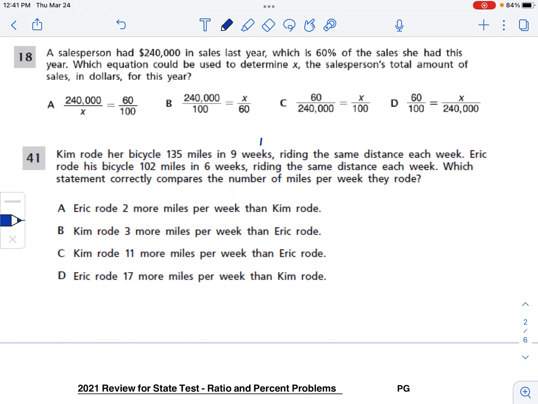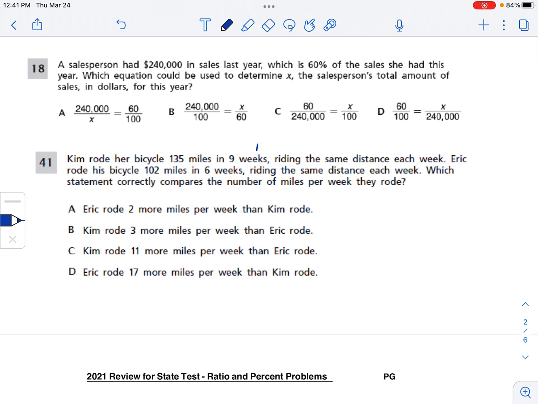A salesperson had $240,000 in sales last year, which is 60% of the sales she had this year. Which equation could be used to determine X, the salesperson's total amount of sales in dollars for this year? Okay. So we don't know our total. That's 60% of this year. Okay. So we've got 60 over X. Our percent is always, 60 is always over 100. Percent is always over 100.